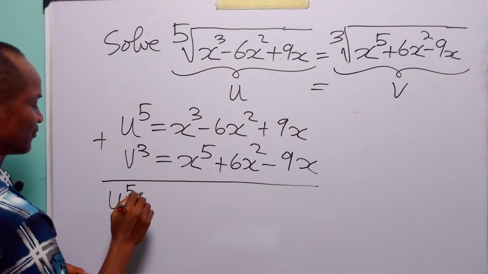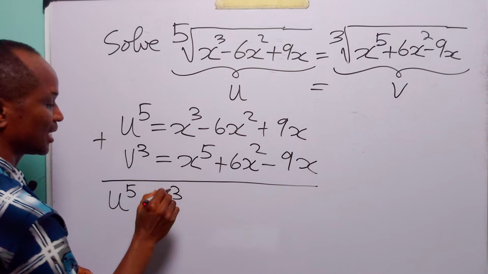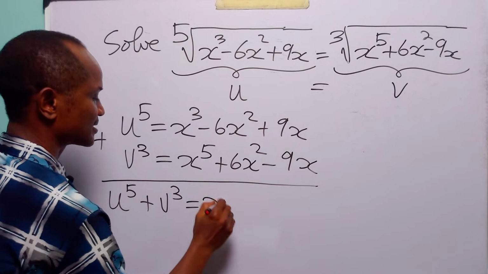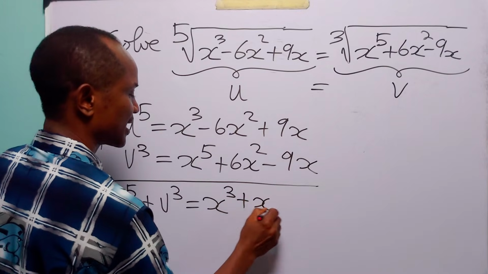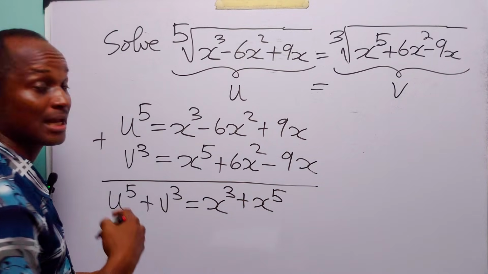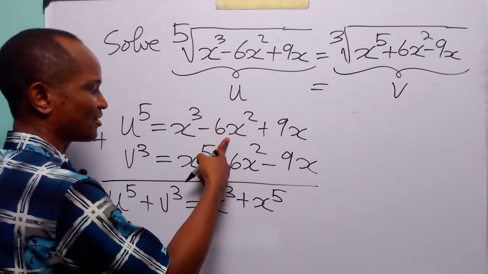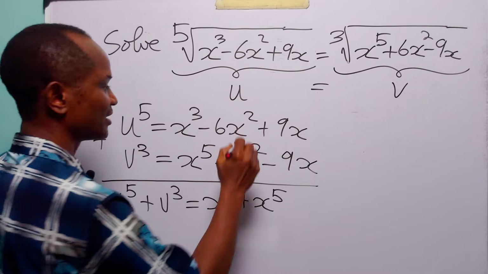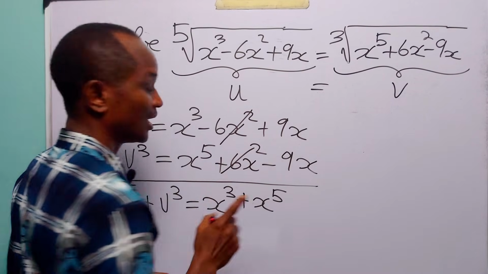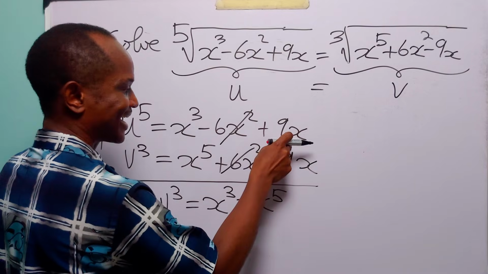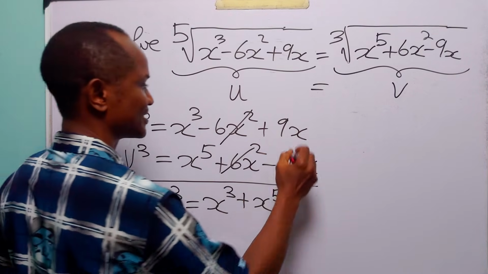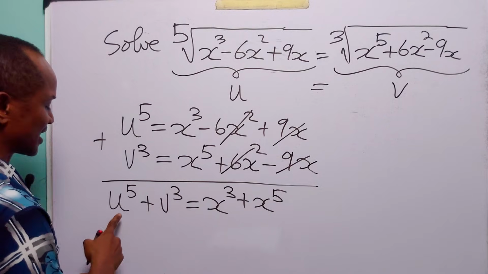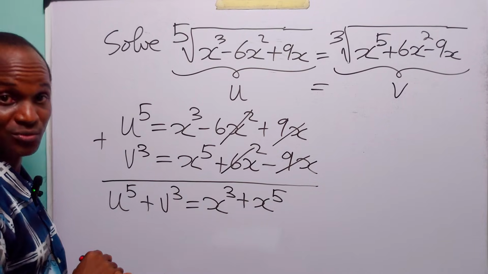u to the power 5 plus v cubed is equal to this plus this, that is x cubed plus x to the power 5. Now, of course, you know that minus 6x squared plus 6x squared is going to give us 0. You also know that 9x minus 9x is going to give us 0. So we basically have that this is equal to that.